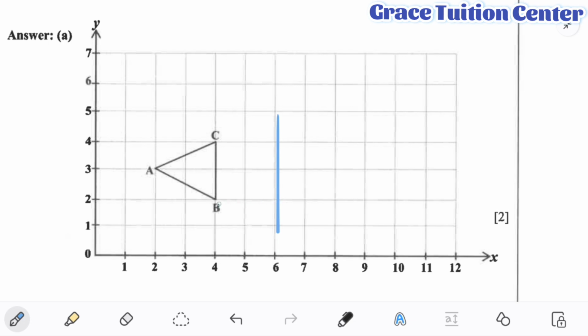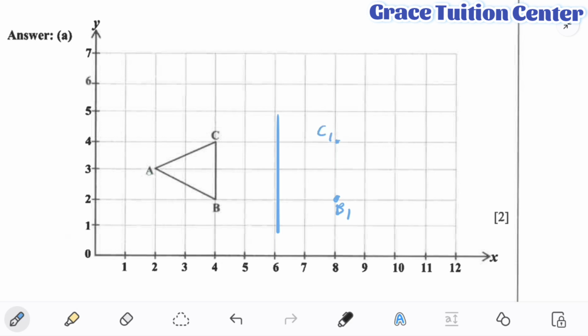So for example, for me to find where the image of B1 will be, I count from the mirror line. It's 1, 2 steps in this direction. So to get where B1 is, I'll come here and count 1, 2. So here is where we're going to have our B1. Same with C. On this line here where y is 4, there's 1, 2 steps to get to C. It means the C1 is 1, 2 steps on the other side. So this is where C1 is going to be.